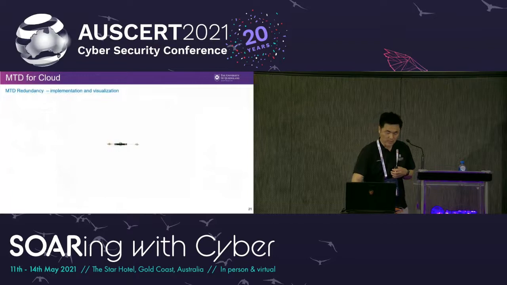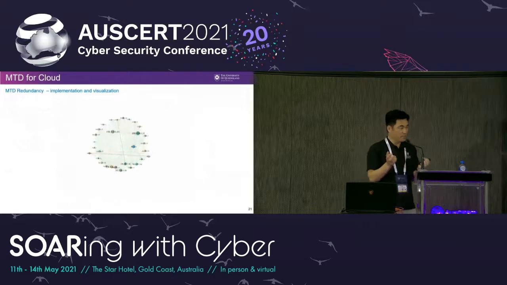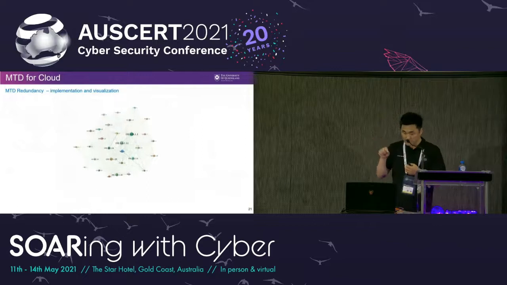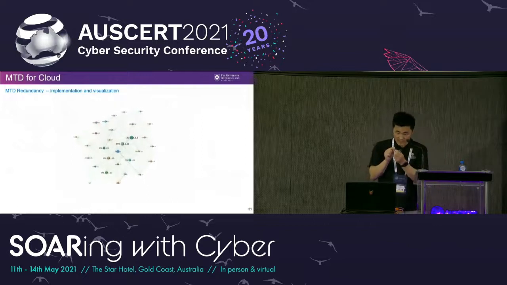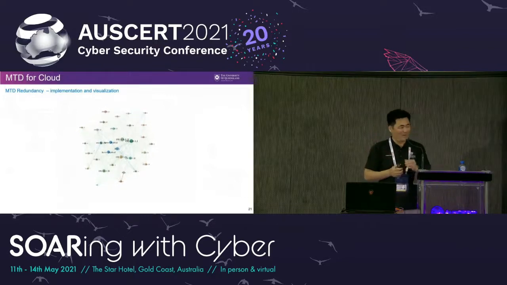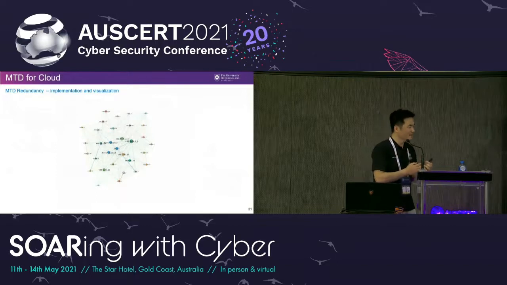And the last one is redundancy. In this one, you can see that some virtual machines have multiple replicas. You can look at them in the middle. Some nodes, you can see that a new circle will be generated. Can you see that? Yeah, it happened quickly. So we can generate redundancy in real time in the cloud environments, so that it can increase the availability of the cloud system.